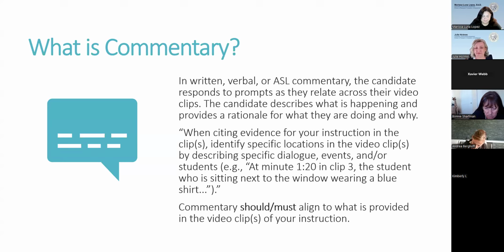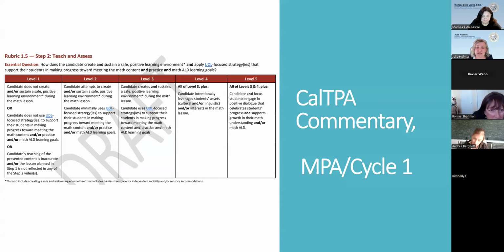All right, so much anticipated. Let's look at the next slide, which is the mild moderate math cycle. And this is rubric 1.5. This is in step 2. And we're going to pull up the commentary, part F, in just a minute. But I just want to point out again for your candidates to start with the essential question. It frames the rubric, and scoring always starts at level 3. So we're just going to look real quickly at level 3. There are 2 constructs where the candidate is creating and sustaining a safe, positive learning environment during the math lesson.